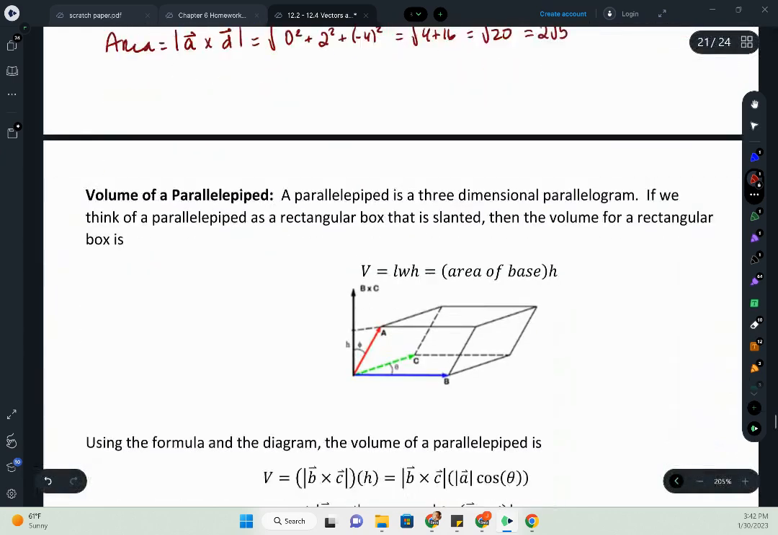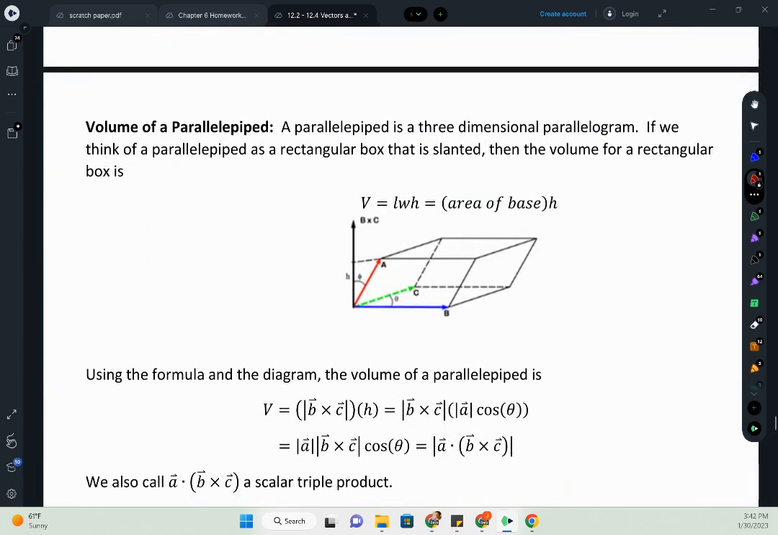The next application is to be able to find the volume of a parallelepiped. I never know if I'm saying that right. I learned it as parallelepiped. My Calculus 3 instructor was from Iran, and that's the way he said it, and that's how I learned it. So I may be saying it wrong. But a parallelepiped is just like a box that is being slanted. That's it, okay?